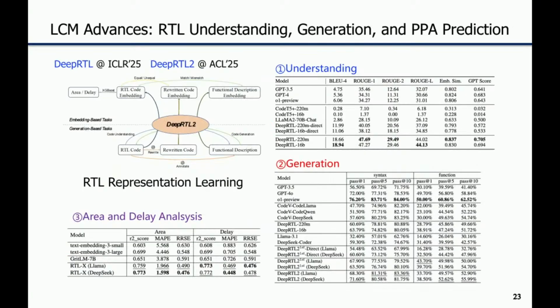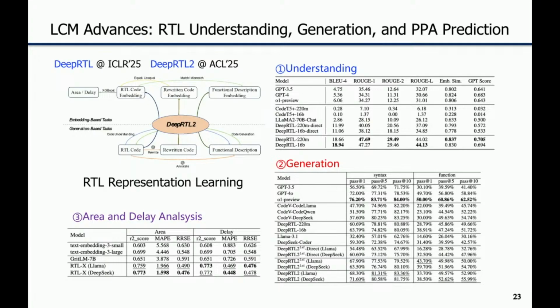And at the RTL level, we do understanding, generation, and PPA prediction, right? Because we want to eventually align all these representations, we cannot just take the existing decoder-only language models on RTL. So we actually have an encoder-decoder architecture for our model. And as you can see, the results in terms of understanding, generation, and PPA are all SOTA at this moment. We are still working on the third generation of DeepRTL.